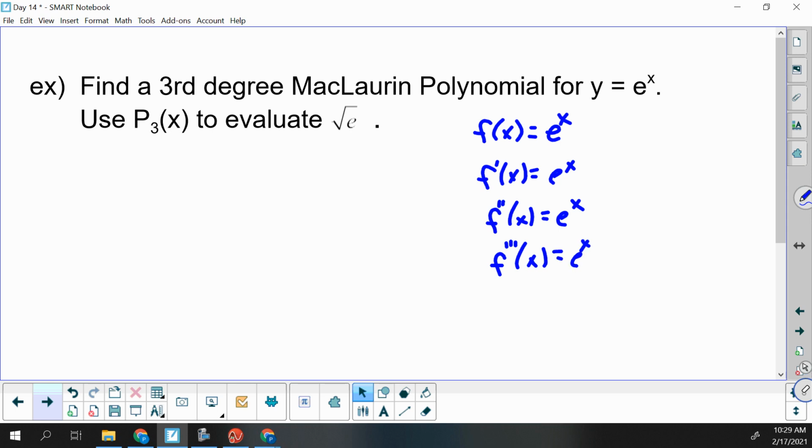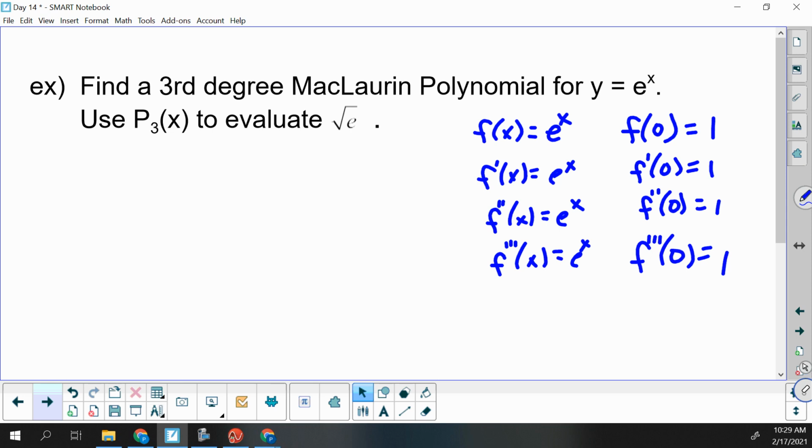So we need to find those each at 0 because that's where our center is. We have a Maclaurin. So f of 0 is going to be 1. F prime of 0 is going to be 1. F double prime of 0 is going to be 1. And f triple prime of 0 is going to be 1. So that might seem redundant, but I just wanted to show you the process that you would want to do for that.